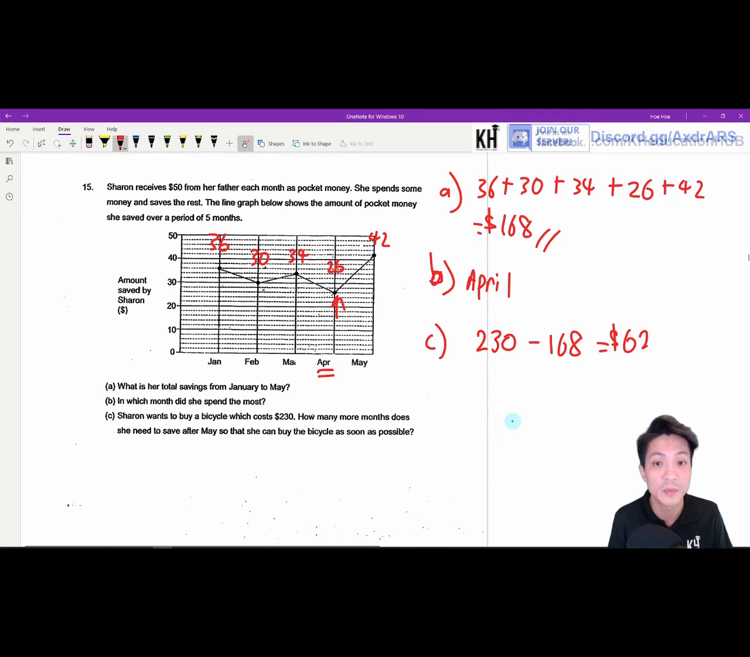But it's impossible for her to save everything because she needs to spend a certain amount of money. So we can use the amount that she saved the most, which is 36. 36 times 2 is 72, which is more than this. So for part C, she needs at least 2 months.